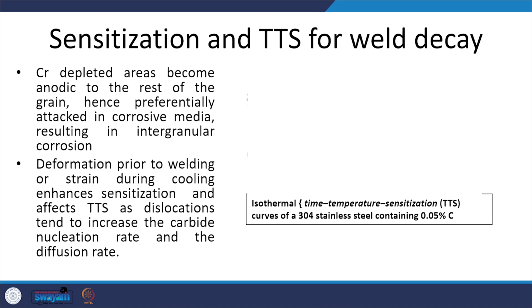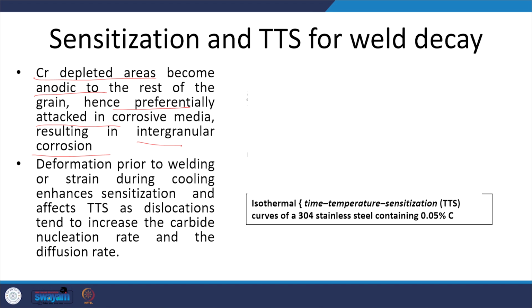Okay. So, the chromium depleted areas, wherever the sensitization or chromium carbide formation has taken place, will start acting as anode, and therefore this anodic area will be attacked selectively by the corrosion media, and that will cause intergranular corrosion.